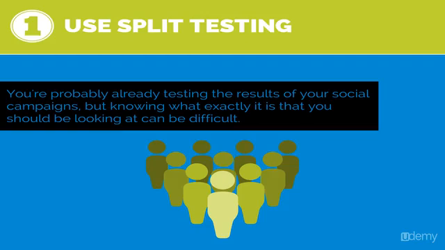Use split testing to establish what works best for your audience. You're probably already testing the results of your social campaigns, but knowing what exactly it is that you should be looking at can be difficult. Split testing, in simple terms, is a way of looking at several variations of the same content to see which one yields the best results.